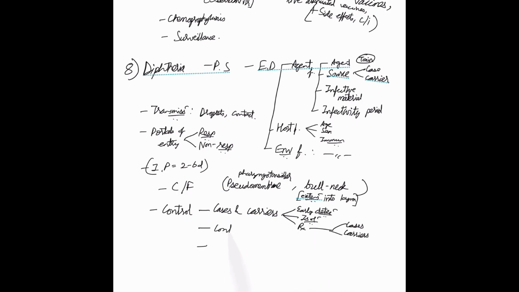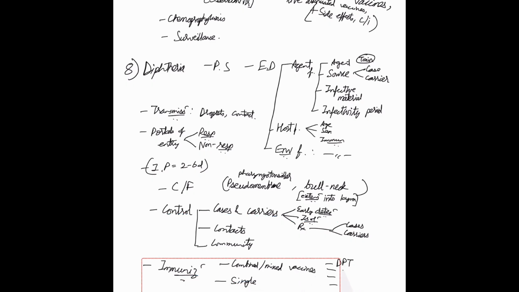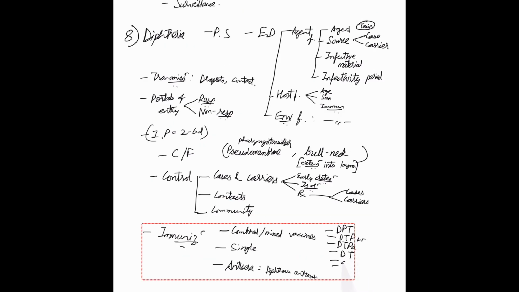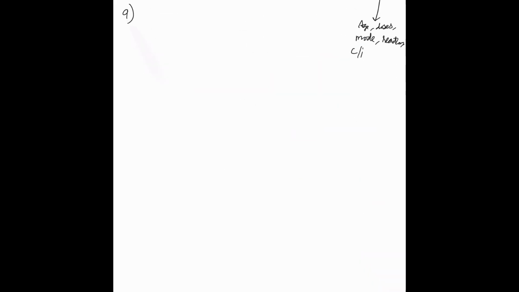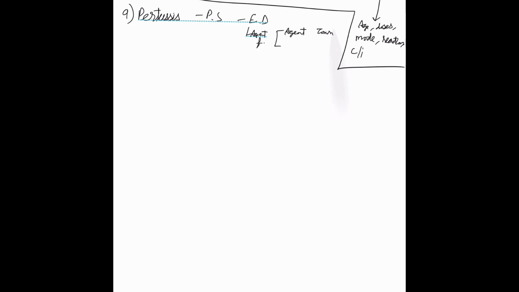Firstly, you have to deal with the cases and carriers, which involves early detection, isolation, and treatment of cases and carriers. And you have to deal with contacts, and then you have to deal with the community level. Under immunization, you have combined or mixed vaccines, single vaccines, and anti-sera. Under combined or mixed vaccines, you have various options like DPT, DTPW, DPA, and Pentavac is what we use in our country. So you should know the age, doses, mode, reaction, and contraindications of each.